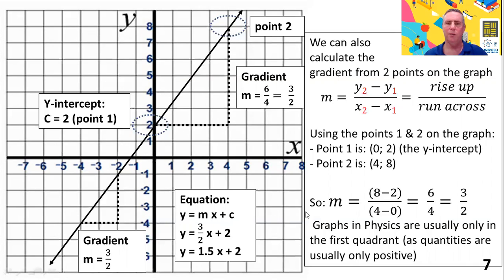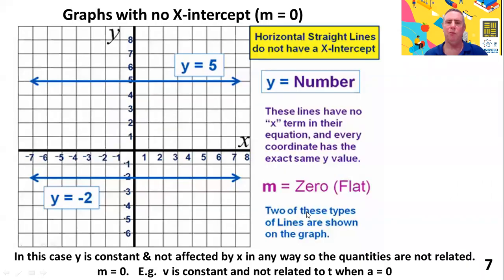So our equation y equals mx plus c becomes y equals 3 over 2x, that's the gradient, plus 2, that is the y-intercept. Now, a couple of special cases, and I showed you this on the simulation. First of all, if you have a horizontal line, the graph is just y equals a number, and m is equal to 0. There's no x term in the equation, because it doesn't matter what x is, y will always be 5 on that line, and always be -2 on this line.